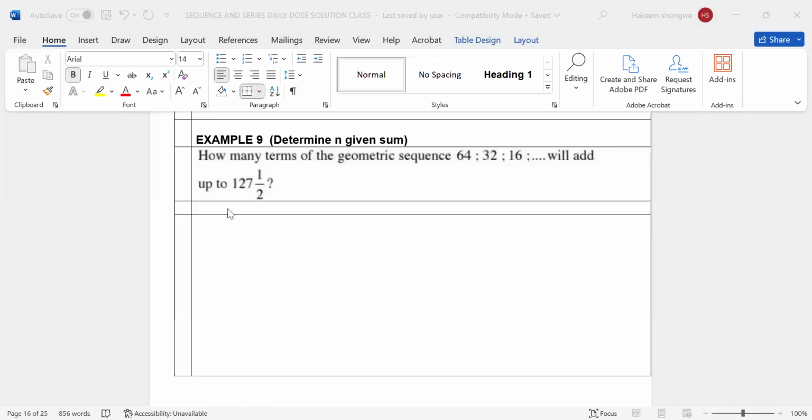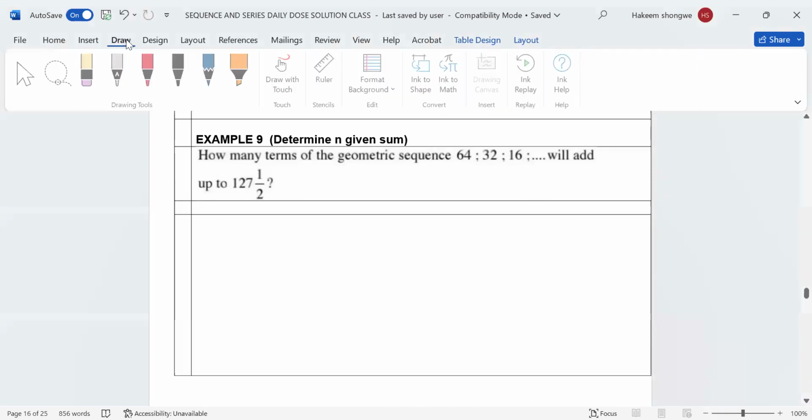They say we should calculate how many terms of the geometric series will add up to. This one, you are not given Tn. Guys, I want us to be careful here. We should be able to differentiate between being given Tn and being given Sn.